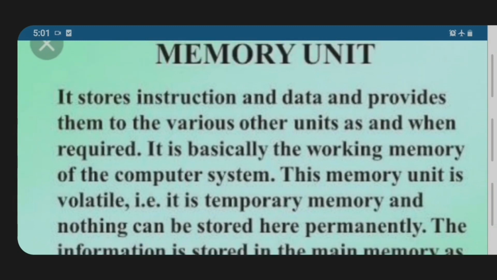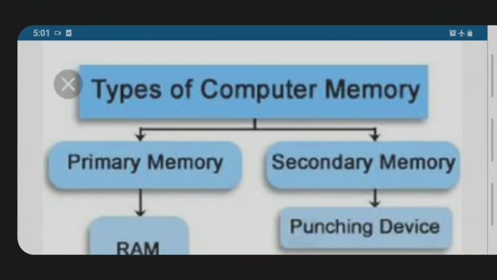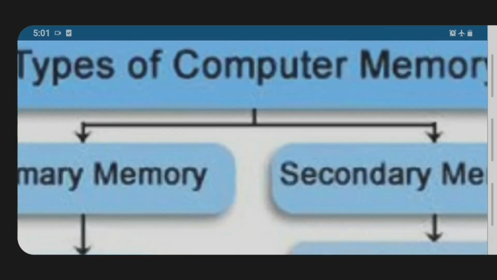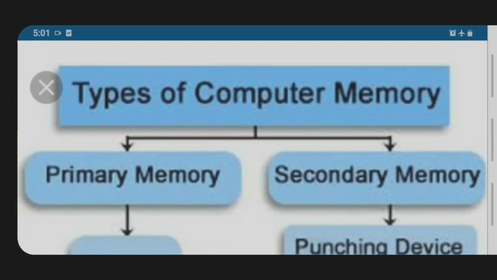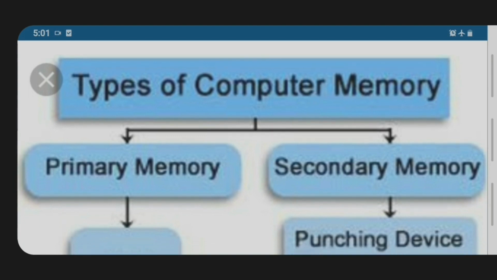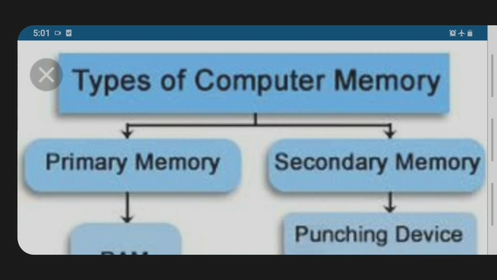Understand what is a memory unit? It stores instructions and data and provides them to the various other units as and when required. Whenever we require, we can see it afterward. Now next is types of computer memory: primary memory and secondary memory. As I told you in that video also, primary memory is also known as internal memory. Secondary memory is also known as external memory.